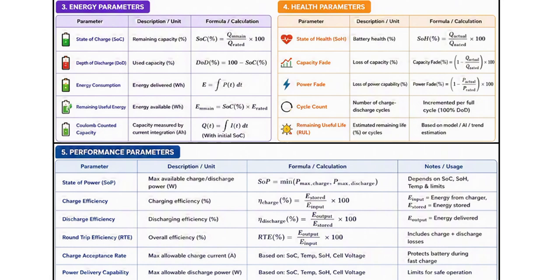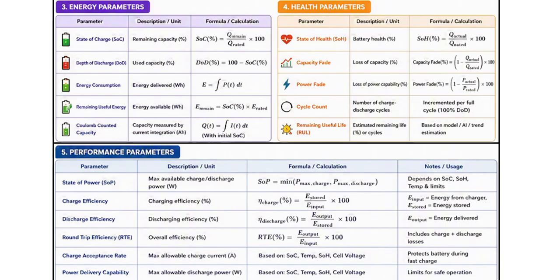Then cycle count, which records the number of complete charge and discharge cycles completed by the battery. The remaining useful life, or RUL, predicts how long the battery can continue operating before replacement is required. Modern BMS systems estimate this using AI algorithms and machine learning techniques.